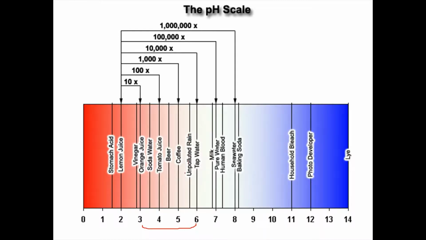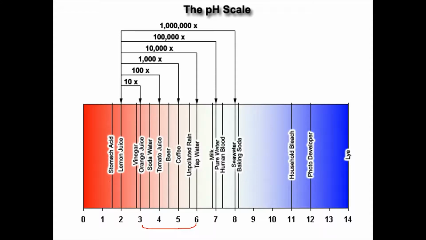Coffee is about pH 5, beer 4.5, tomato juice 4, soda water 3.5. There's a bunch of carbon dioxide there, the same way that unpolluted rain gets acidic, but the soda water has more carbon dioxide, and the carbon dioxide combines with water and forms carbonic acid. Orange juice is about 3, vinegar less than 3, about 2.7, lemon juice way down here.